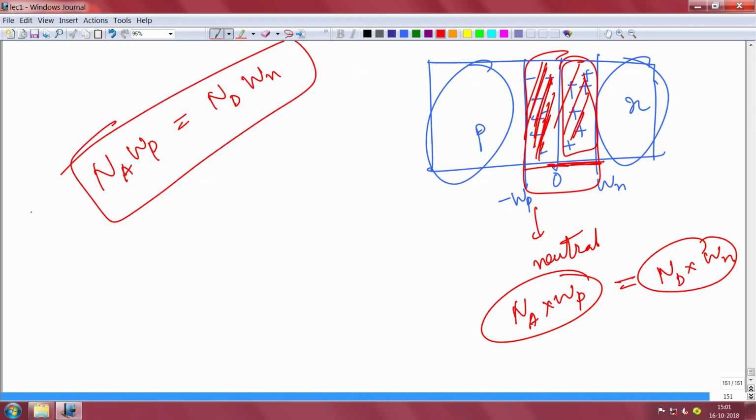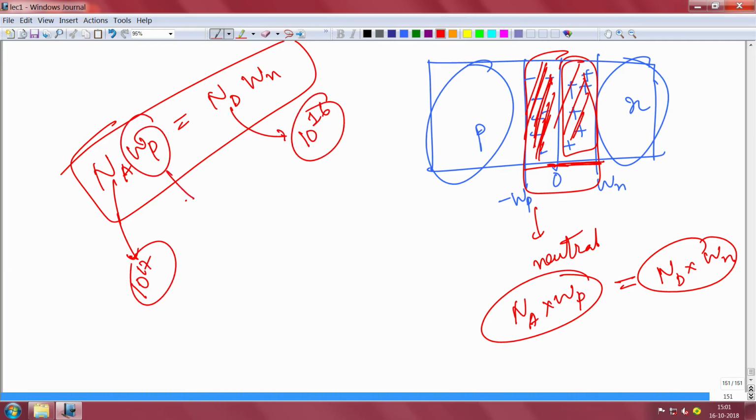This means that if doping on one side is higher than the other, the depletion on that side is lower. So suppose I am doping p type as 10 to the power 17 and n type as 10 to the power 16. The p type doping is 10 times higher than n type doping, which means Wp has to be 10 times lower than Wn. Only then the product will be same, no?